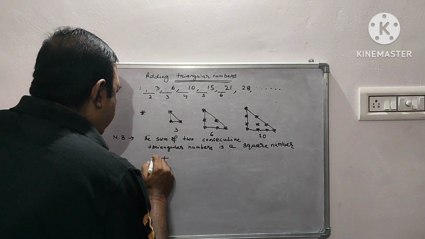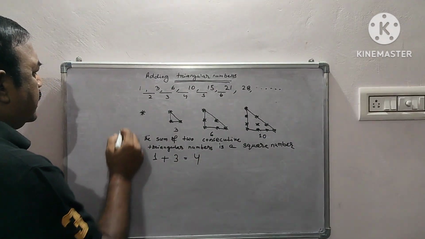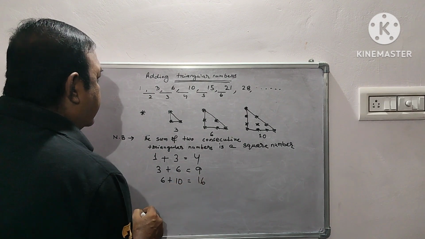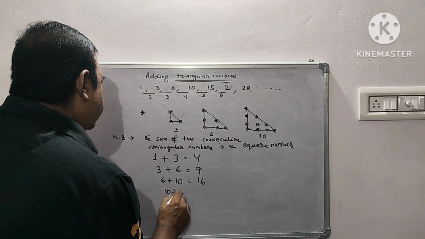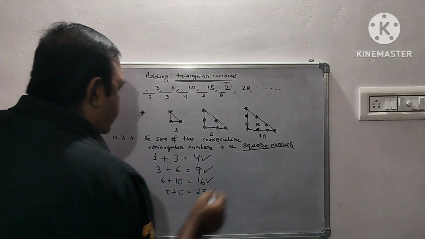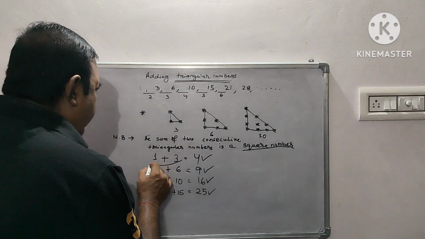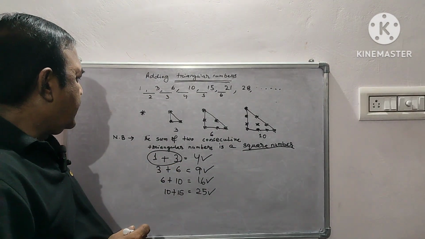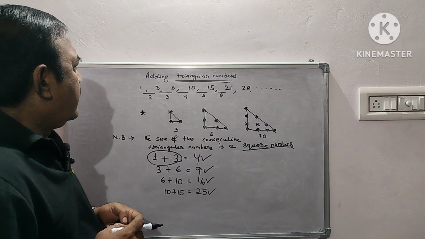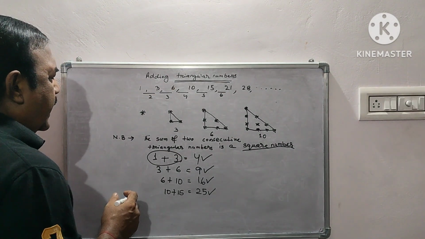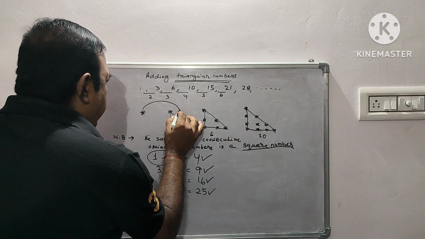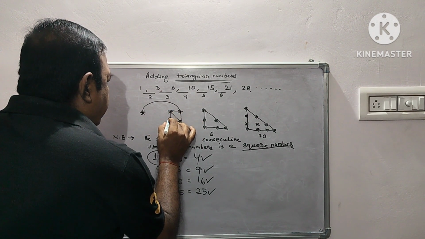How? You see, 1 plus 3, that is 4. 3 plus 6, that is equal to 9. 6 plus 10, that is equal to 16. 10 plus 15, the sum is 25. You see, 4, 9, 16, 25. These are square numbers or not? So when we are adding two consecutive triangular numbers, the sum is always a square number. We got it. So this is a beautiful pattern. And we will see through a picture, we will understand. You see, here it is 1, here it is 3. I will keep this one. You bring this one to here. You see, it is a square or not?